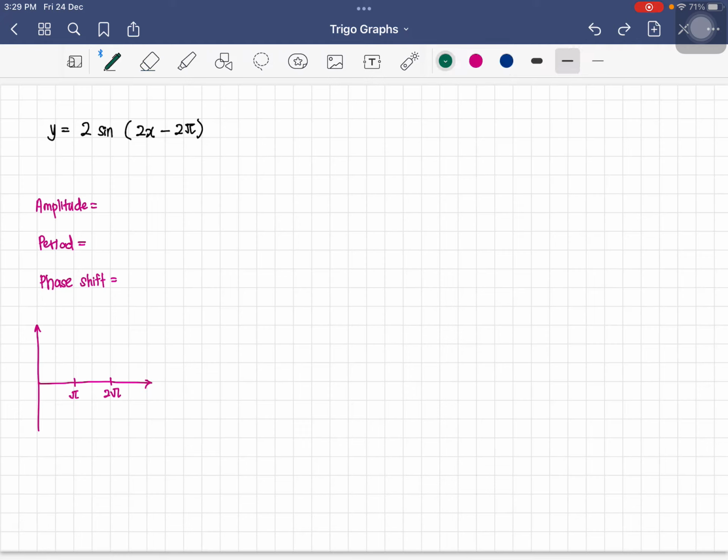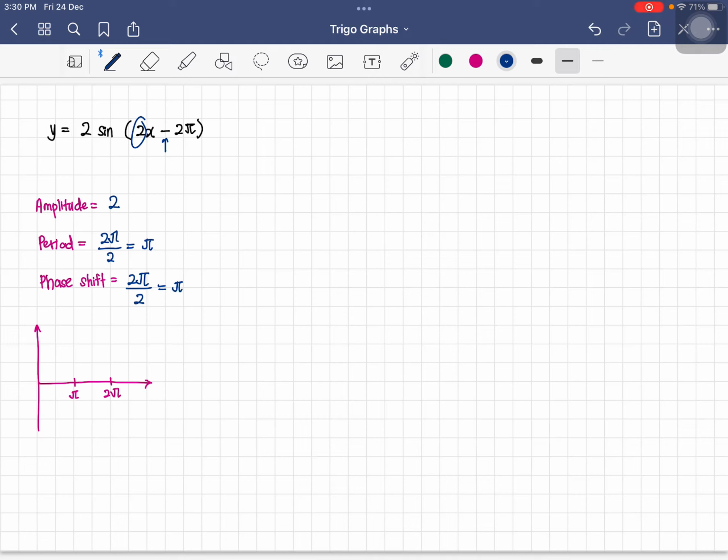All right, so let's just write the amplitude, which is positive 2. And then our period, which is given by 2 pi over the coefficient of x, which is actually 2. So 2 pi over 2, which is pi. And then we have the phase shift here, right? So since it is negative, our phase shift will be positive. So we have the phase shift, which is given by 2 pi over 2, which is omega. So this one also pi.